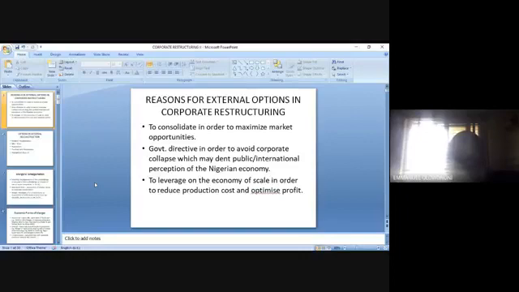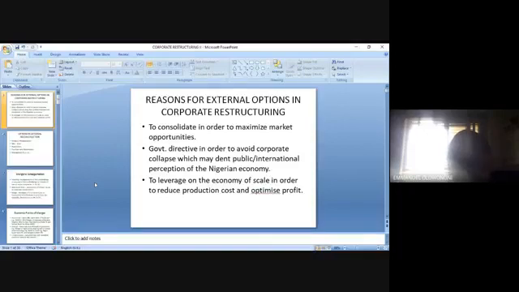So these are a few of the reasons for external corporate restructuring. Don't forget, we said it could be the need to consolidate in order to get a good grip of the market, or in order to avoid collapse, or in order to leverage on the economies of scale.